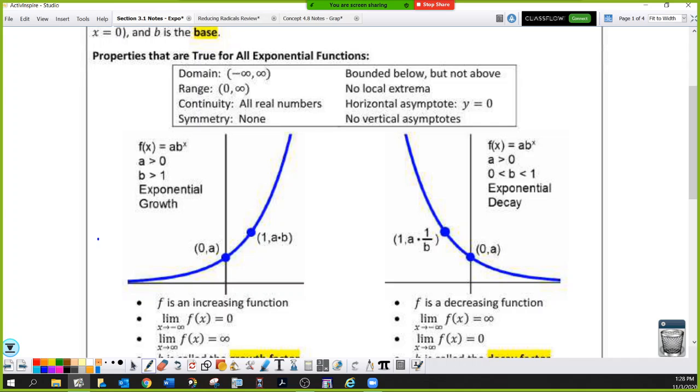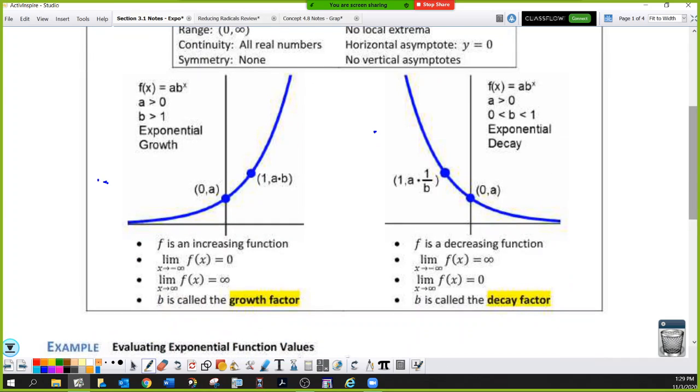They will forever grow to the right or fall to the left, and rise to the left. There we go, I said it right. I said it backwards. The point is, no vertical asymptote. Okay. So the one on the left is exponential growth. How would you recognize exponential growth? The base would be any number bigger than 1.